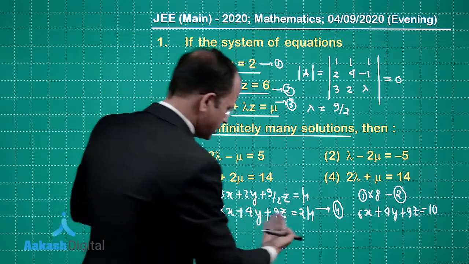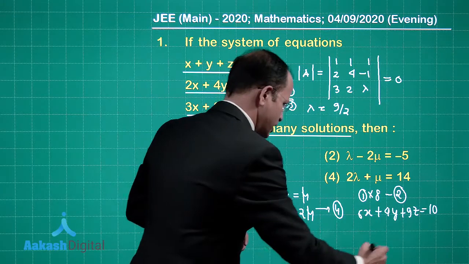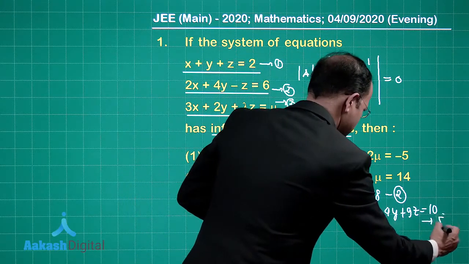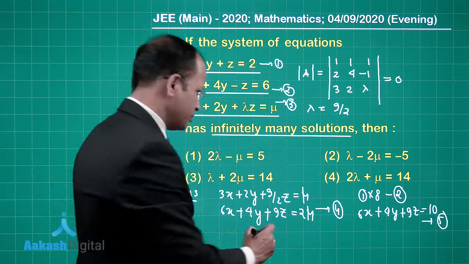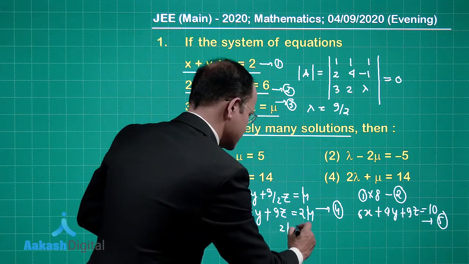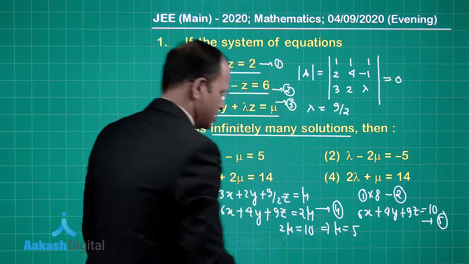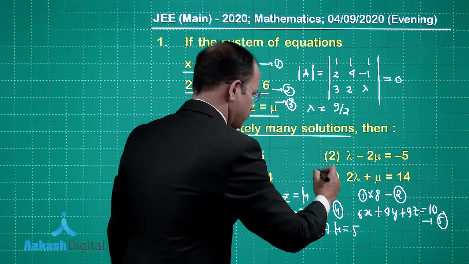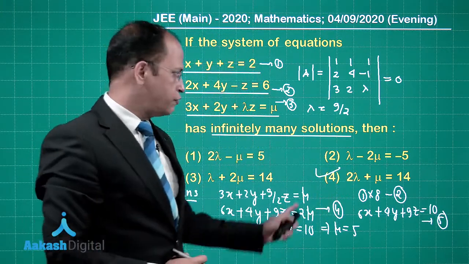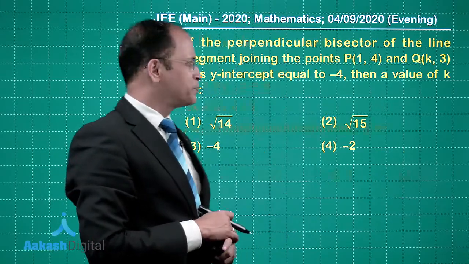That means these are the 2 equations which are the same equations. So we can just equate them. Let me take it as equation number 5. If we equate these 2 equations, we get 2 mu is equal to 10, so mu is equal to 5. So mu is 5, lambda is 9 by 2. We substitute in all 4 options and we get the 4th one to be the correct one. Now let me go to the next one.